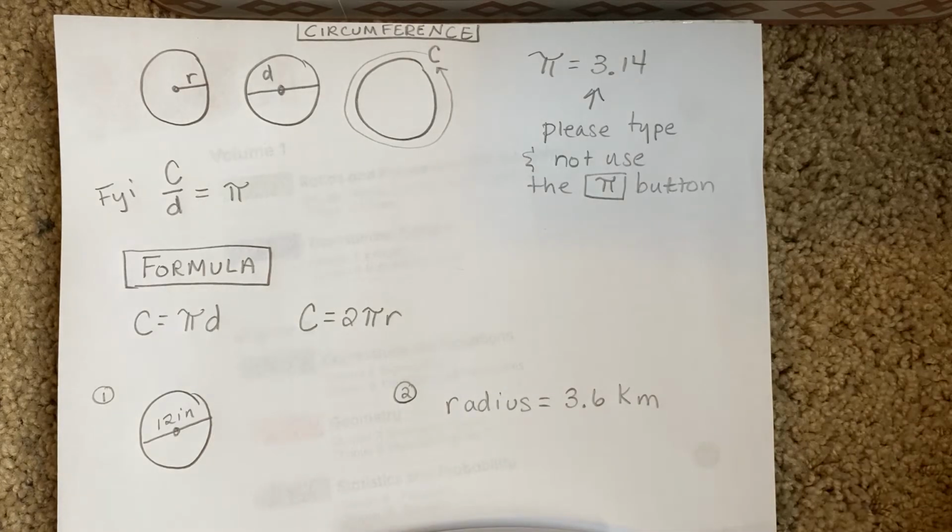All right, we are jumping now to chapter 12. This is lesson 1. It is on circumference. Again, some of you might find this a review, some of you it might be newer to. A couple things that you guys need to know.